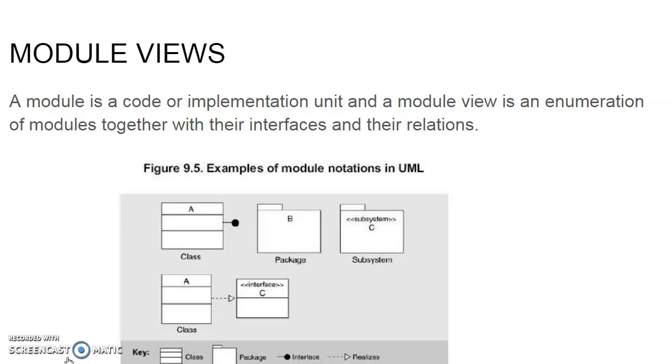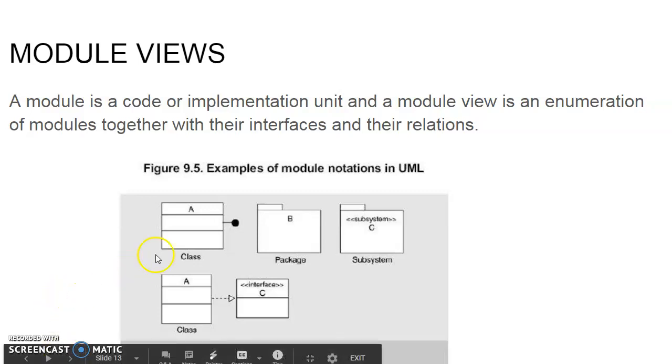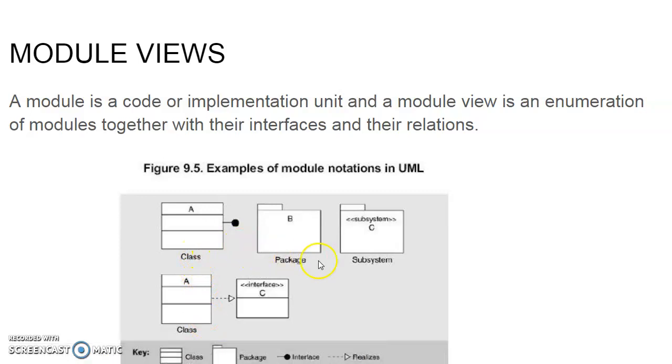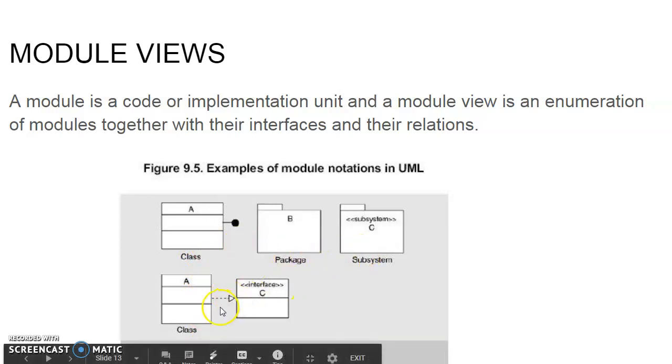First one will be module view. So we already know that it will be based on our code or implementation units. It will have classes, layers, decompositions, right? So we can have some relations, that is aggregation, generalization, is a part of relation, as we already covered. We have interfaces and relations based on that. We have already seen this example. We have classes represented like this, packages and subsystems will be represented like this, and then classes with interfaces will be represented like this. Okay.